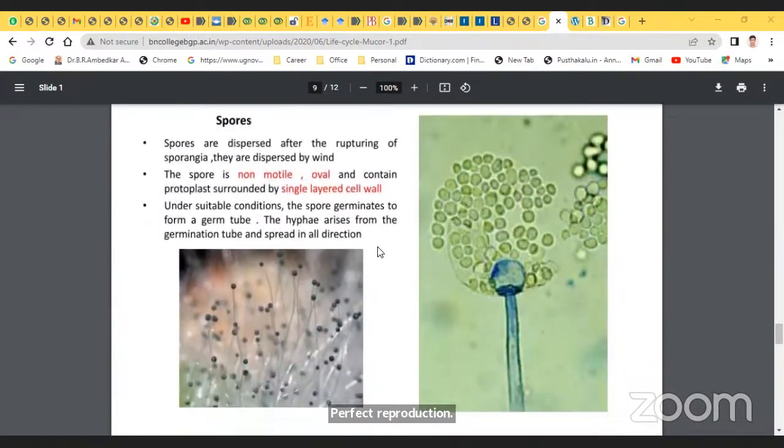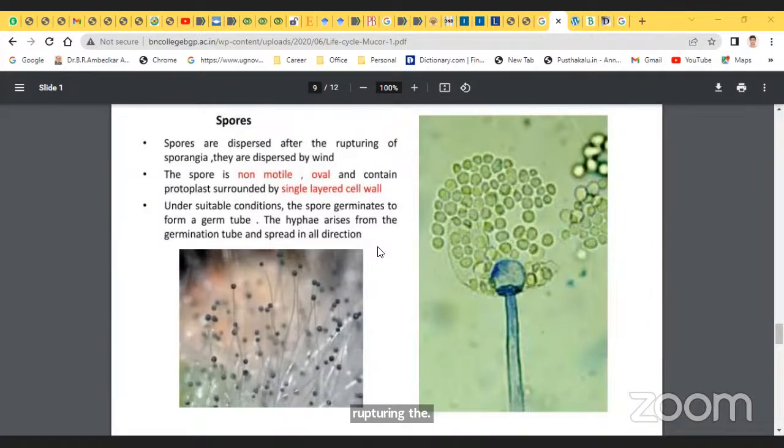Then we will go on to the spores. After the sporangia break down, they release the spores, the sporangiospores. How are they structured, and how are they dispersed? The spores are dispersed after the rupturing of the sporangia. They are dispersed by the wind. Clear?